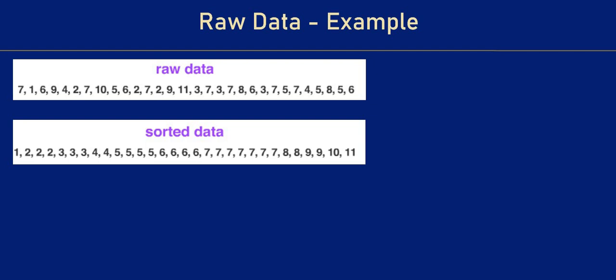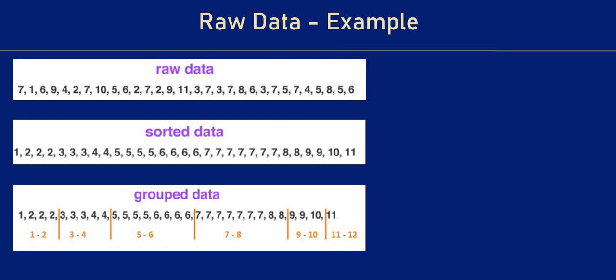After sorting my data, I am also going to group my data, like 1 to 2 as a group. Here I can see 3 to 4 as a group, 5 to 6 as a group, 7 to 8, and 9 to 10, and 11 to the next numbers.